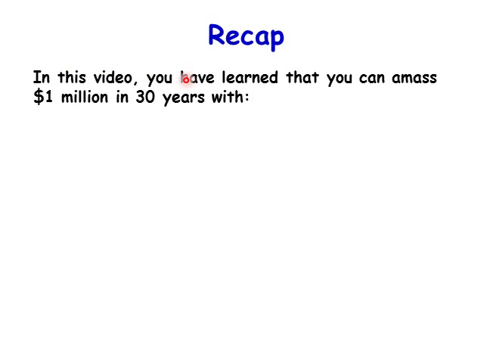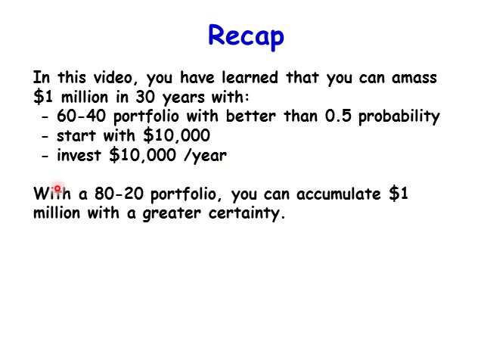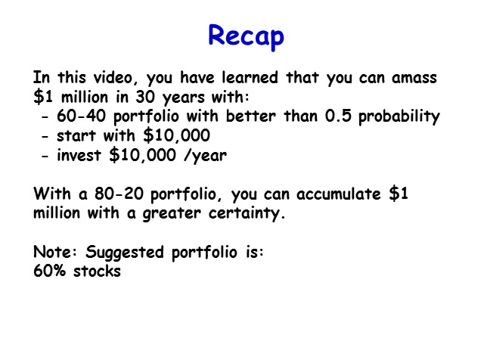Let's do a recap of what we learned. In this video, you have learned that you can amass $1 million in 30 years with a 60-40 portfolio with better than half probability, starting with $10,000 and investing $10,000 every year. With the 80-20 portfolio, you can accumulate $1 million with greater certainty. If you go to a more aggressive portfolio, you improve your chances of accumulating $1 million in 30 years. Note the portfolio is what the tool recommended.